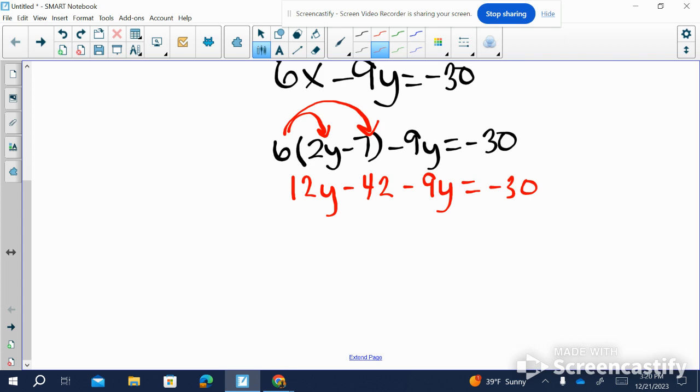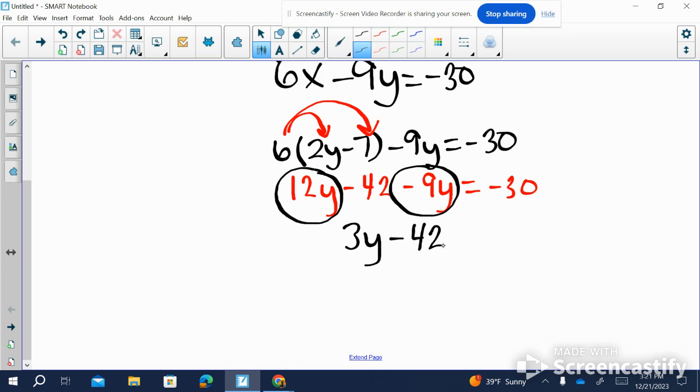We're still not done simplifying because I have 3 terms. 2 of my terms have y in it. So I want to combine like terms. 12y minus 9y. So if I have 12 and I take away 9, I am left with 3y. Nothing else combined, so I move down the minus 42 equals negative 30. And now I am done simplifying.